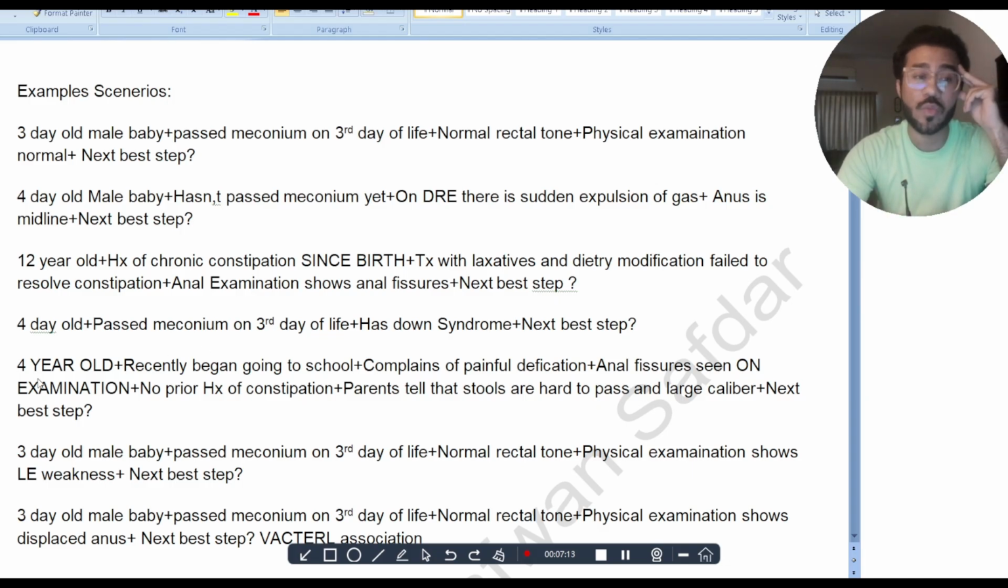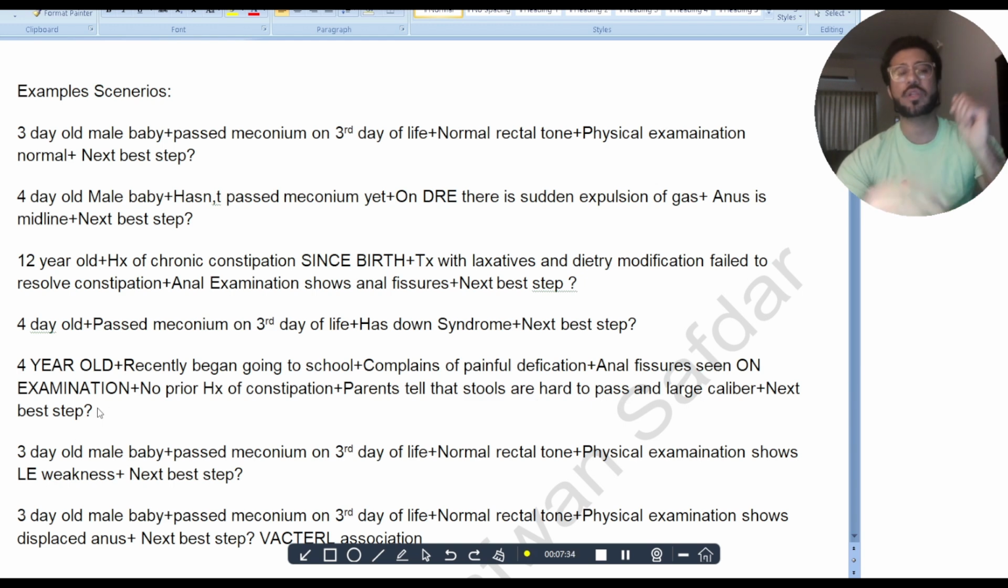So another question would be, a 4-year-old recently began going to school, complains of painful defecation, anal fissures seen on the examination. So anal fissures have occurred due to constipation, no prior history of constipation. That is the main point. The patient was really fine since he started going to school. Parents tell that the stools are hard to pass and large caliber.